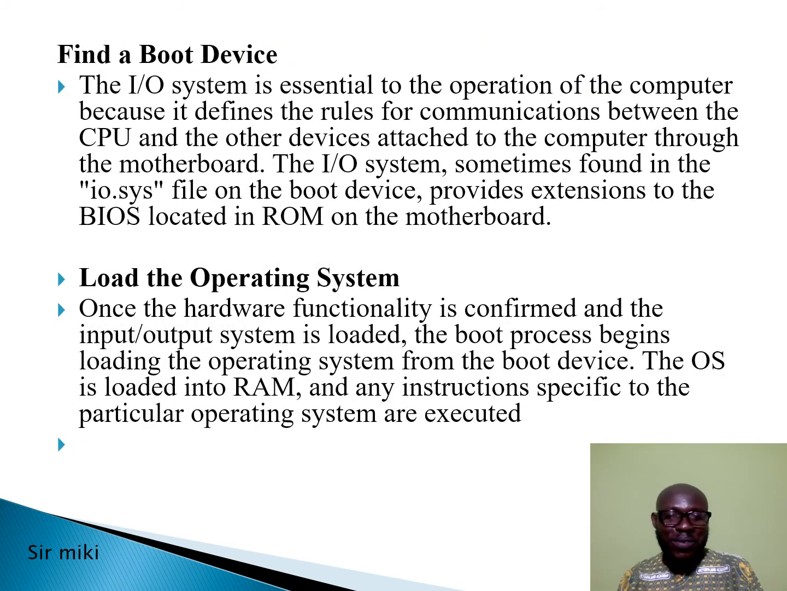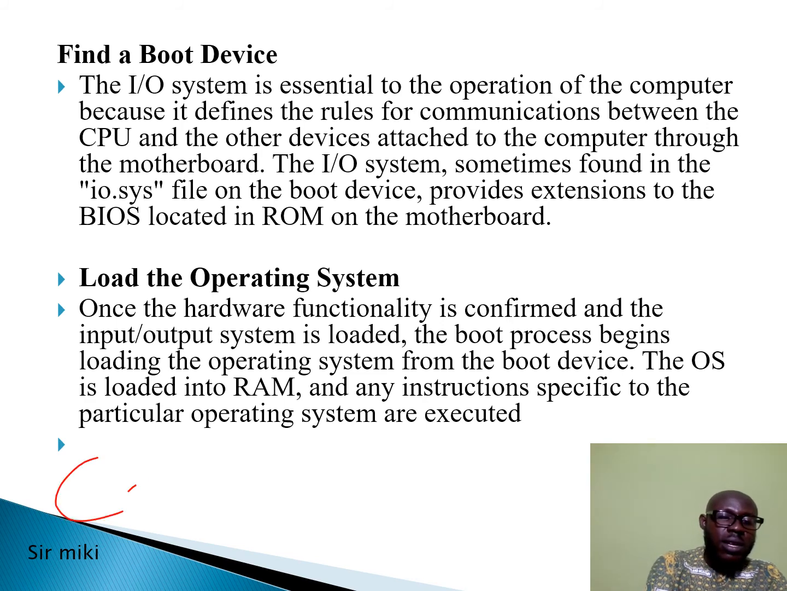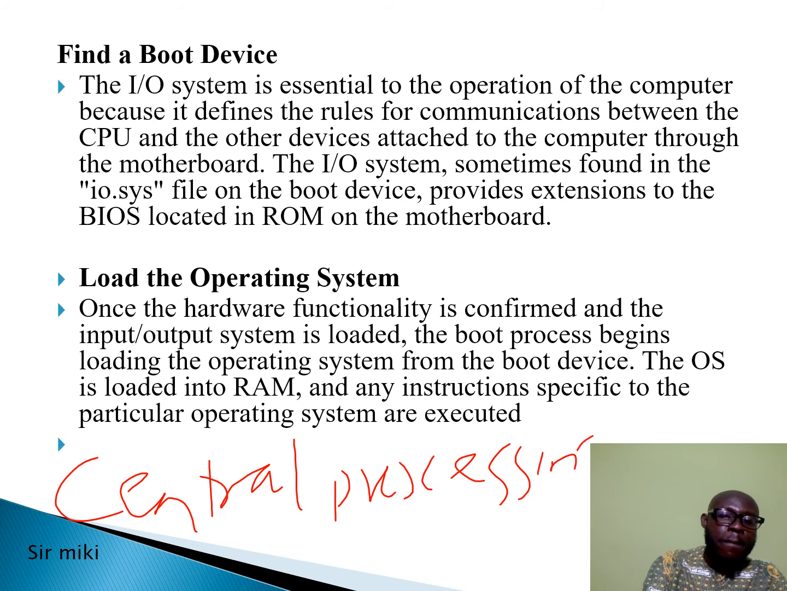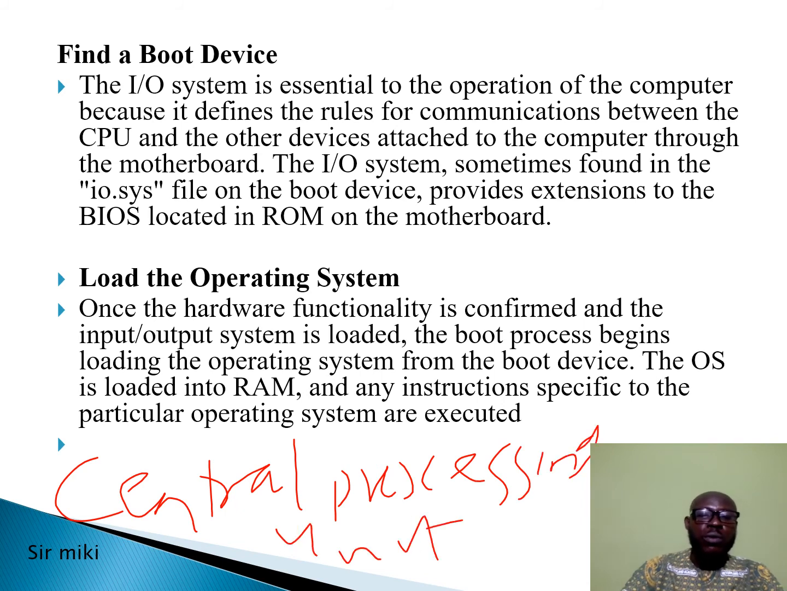Now, what do we have? We have the third point, that is to find a boot device. We are saying that the input-output system is essential to the operation of the computer. Why is it so? Why is it important? Because it defines the rules for communications between the CPU, also known as the central processing unit, and other devices that are attached to the computer through the motherboard.